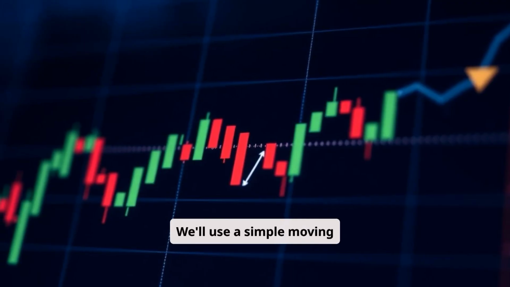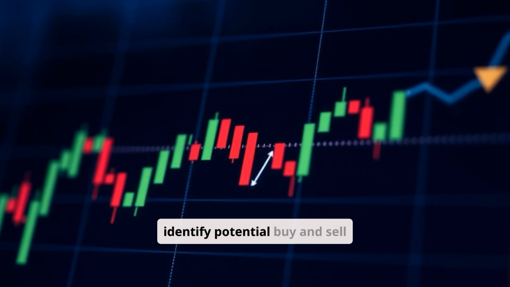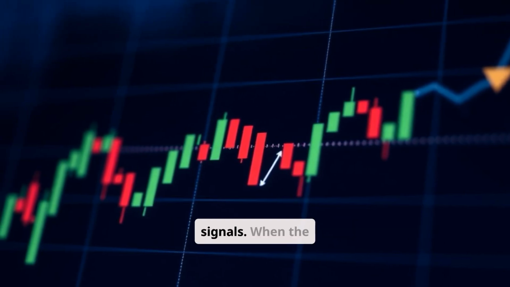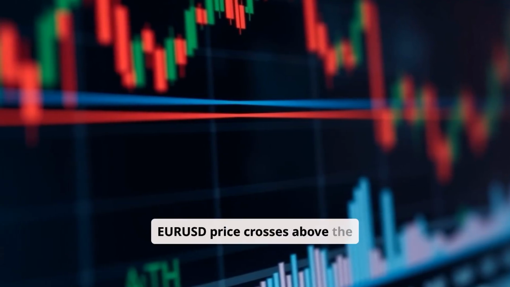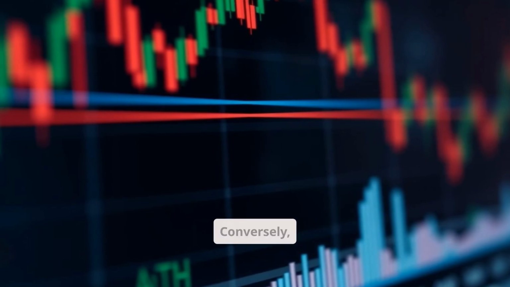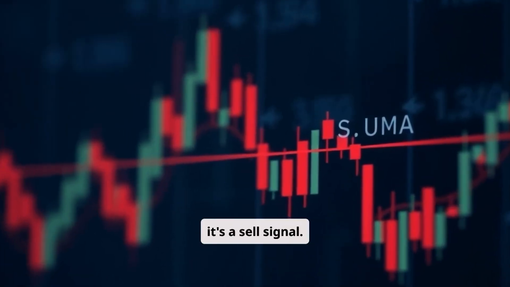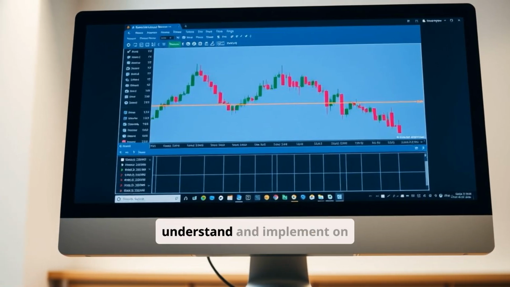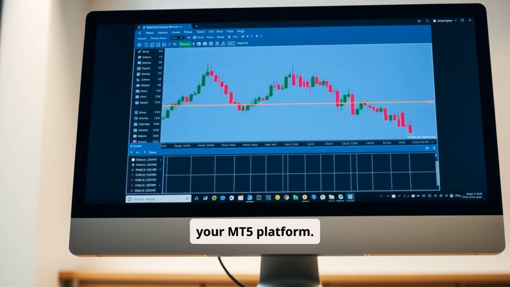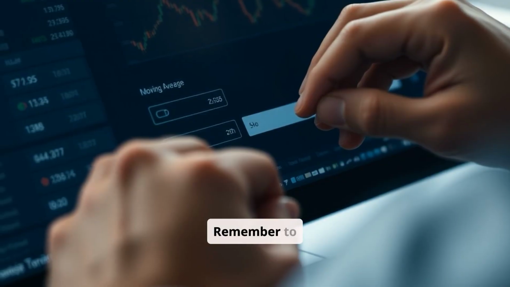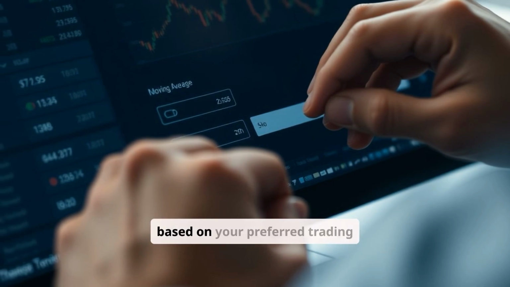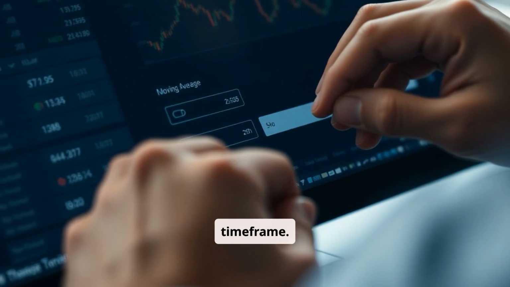We'll use a simple moving average, SMA, to identify potential buy and sell signals. When the EUSD price crosses above the SMA, it's a buy signal. Conversely, when the price crosses below, it's a sell signal. This strategy is easy to understand and implement on your MT5 platform. Remember to adjust the SMA period based on your preferred trading time frame.